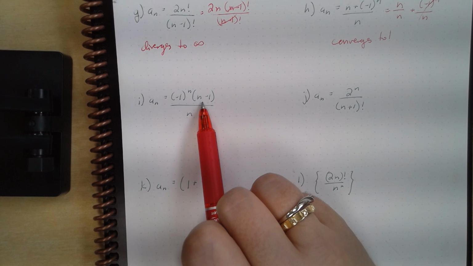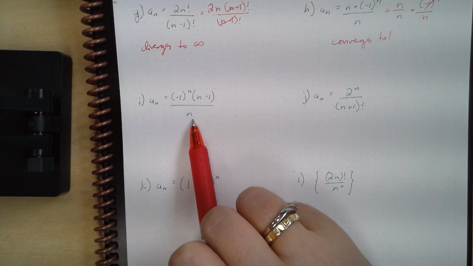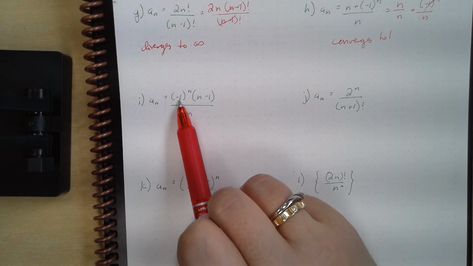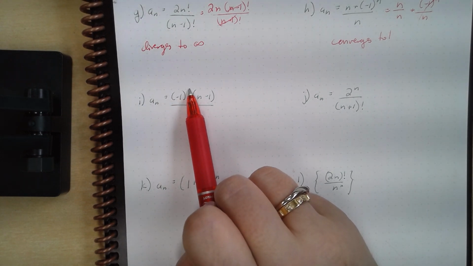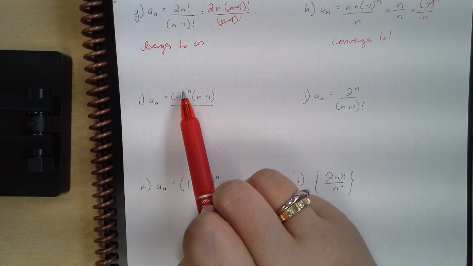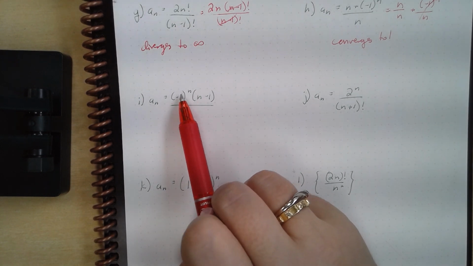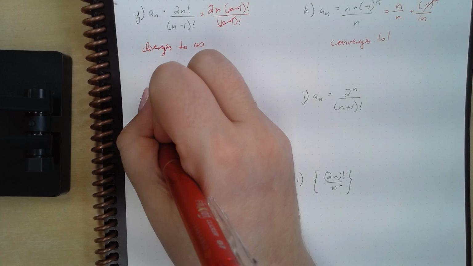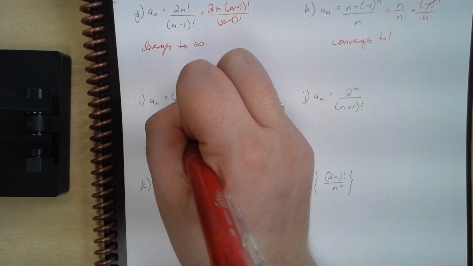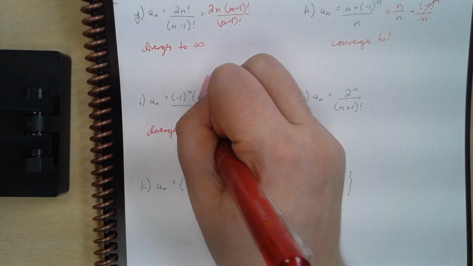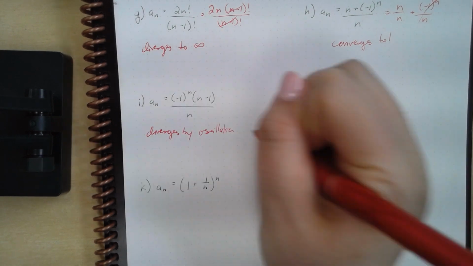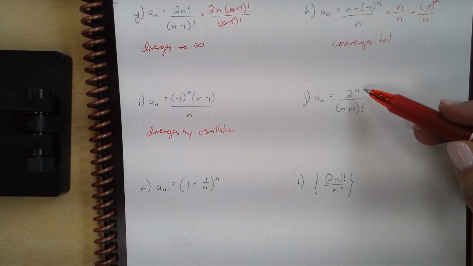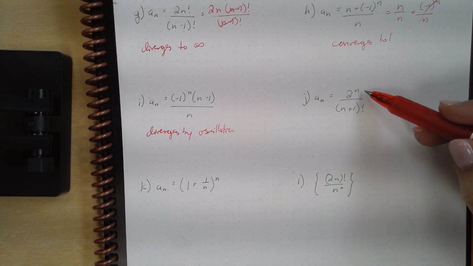Letter I. We have negative 1 to the n times n minus 1 over n. Well, this one is similar to one we did earlier. Just think here, if you have negative 1 to the n and you start writing out your terms, you're going to have negative, then positive, negative, then positive, negative, then positive. What's going to happen here? This is going to oscillate. So this diverges by oscillation.